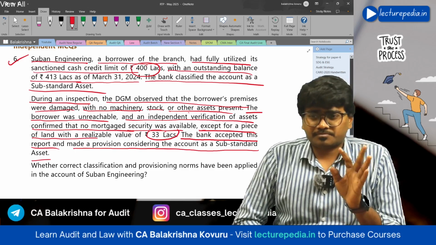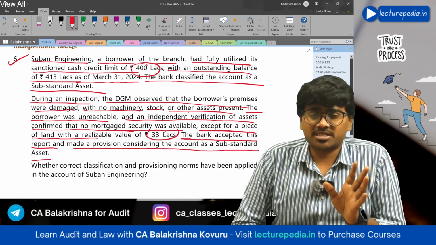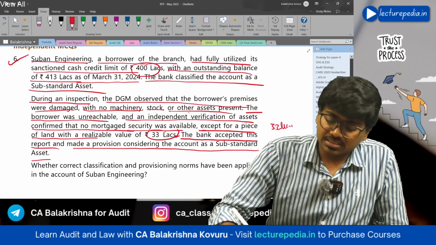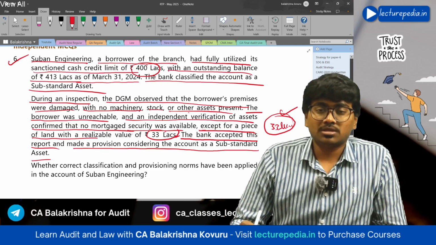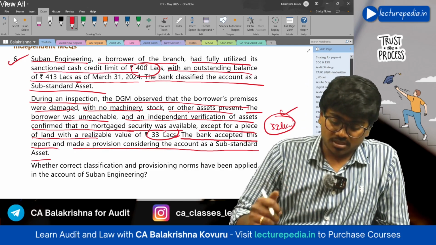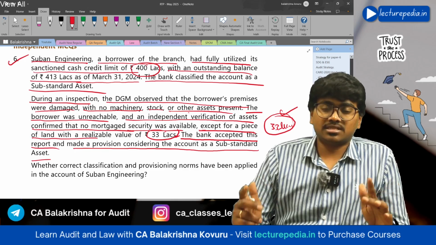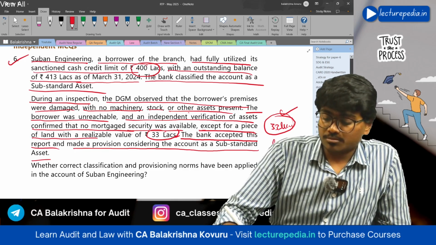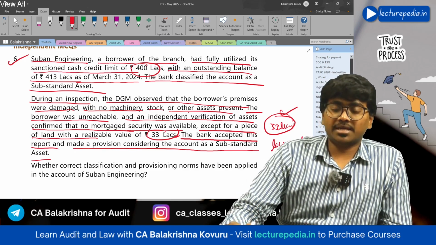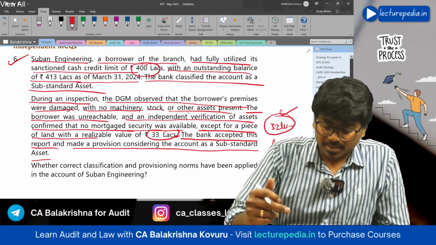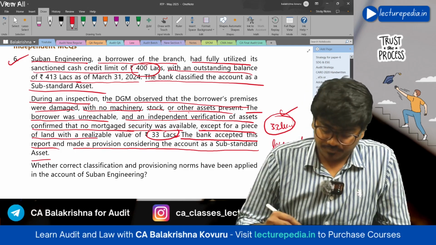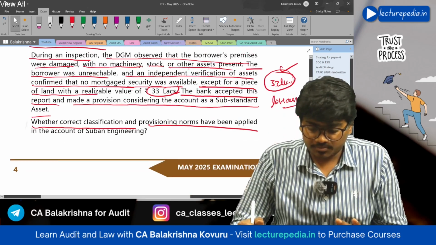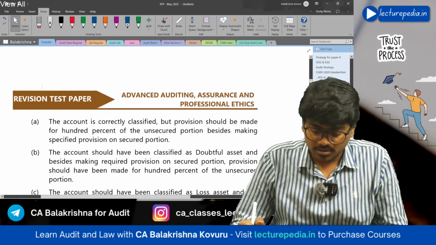Now, if you see here, DGM in his inspection, he found out that only the value of assets available is 33 lakhs and the owner is also untraceable, and amount in the loan is outstanding more than the sanction limit. It should be classified as loss asset because there is no security to repay this loan, right? But they have classified it as substandard asset. Whether correct classification and provision norms have been applied, the answer is no. Correct classification has not been done.